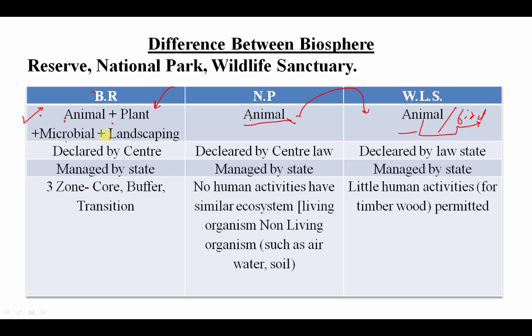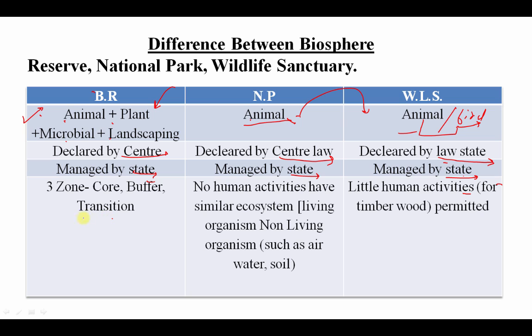Second, a biosphere reserve is declared by the center. A national park is also declared by the center, but a wildlife sanctuary is declared by state law. If Maharashtra wants to declare a wildlife sanctuary, they can declare it, but they cannot make a national park. They have to go to the center for declaration of a national park and biosphere reserve. The biosphere reserve, national park and wildlife sanctuary are all managed by the state.